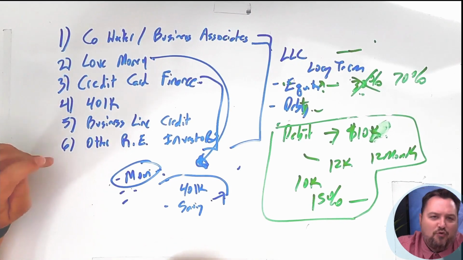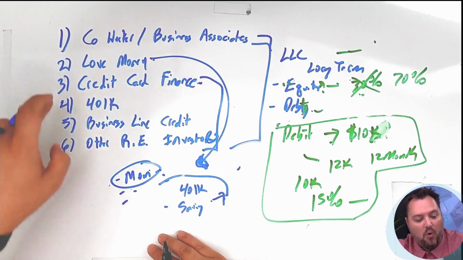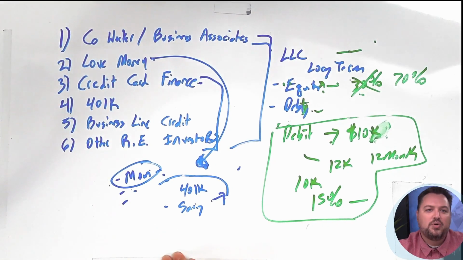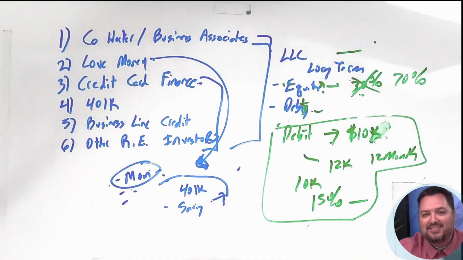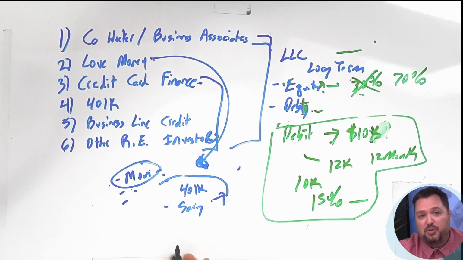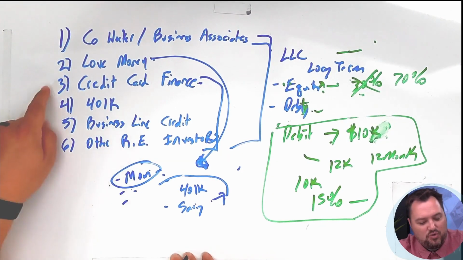The next one to think about is 401k, and this again can be for you or for love money, somebody that loves you. Do you have money in a 401k? If so, you can roll over that 401k. You can put that as a self-directed 401k, and then you can use that money to invest in a piece of real estate, a fix and flip, a wholesale deal, whatever the case may be. You can use that money.